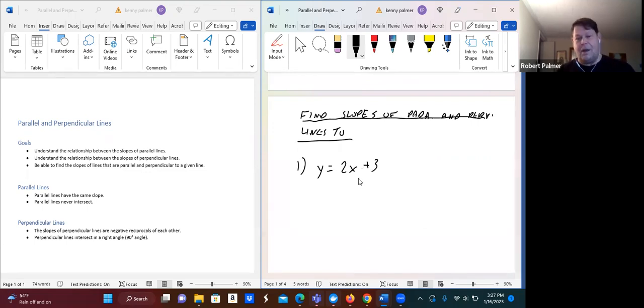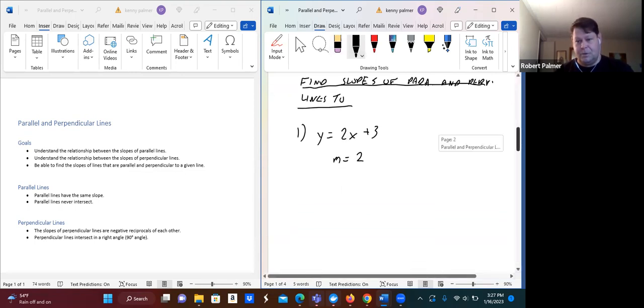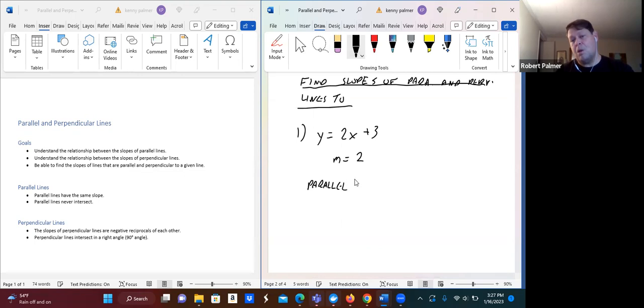Now, of course, the slope m of this line is 2. So for a parallel line, the slope is also the same. The slope is also 2. But then for a perpendicular line, I have to do a bit more work. For a perpendicular line, the slope is what's called the negative reciprocal.